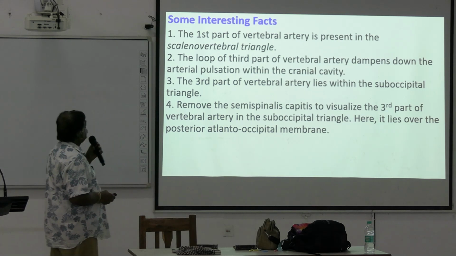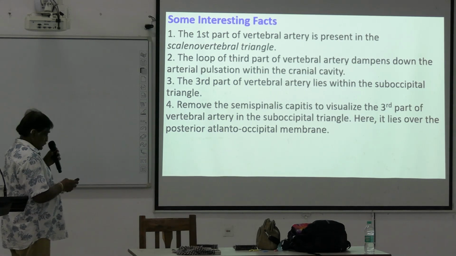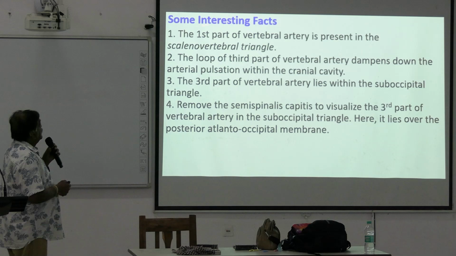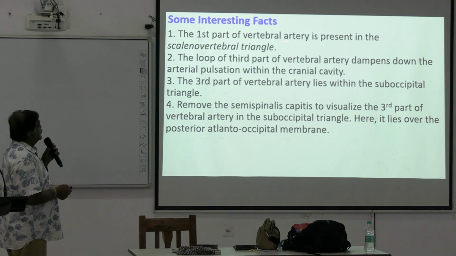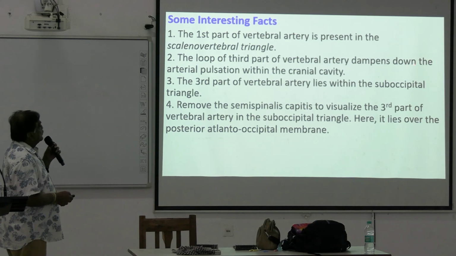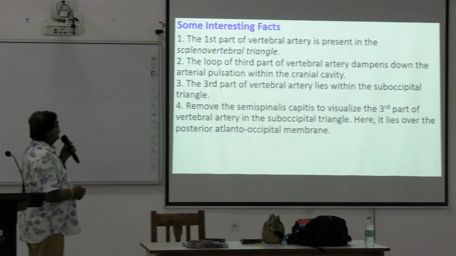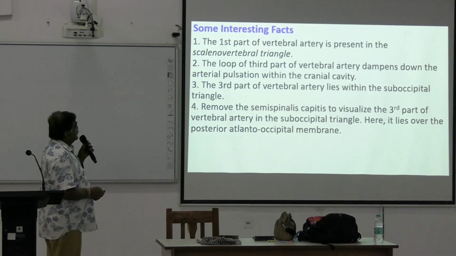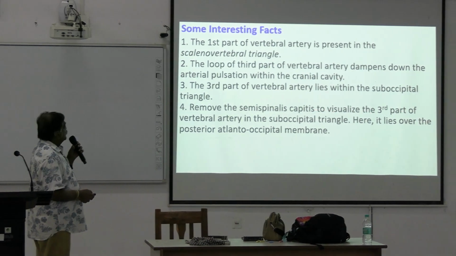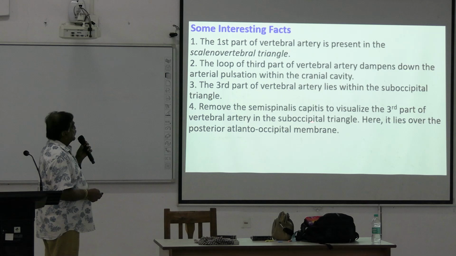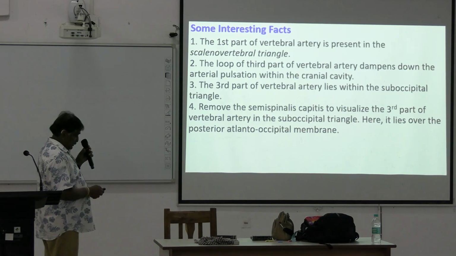Now, some interesting facts. The first part of the vertebral artery is present in the scalenovertebral triangle. The loop of the third part of the vertebral artery dampens down arterial pulsation within the cranial cavity. The third part of the vertebral artery lies within the suboccipital triangle. Remove the semispinalis capitis to visualize the third part of the vertebral artery in the suboccipital triangle. Here it lies over the posterior atlanto-occipital membrane.